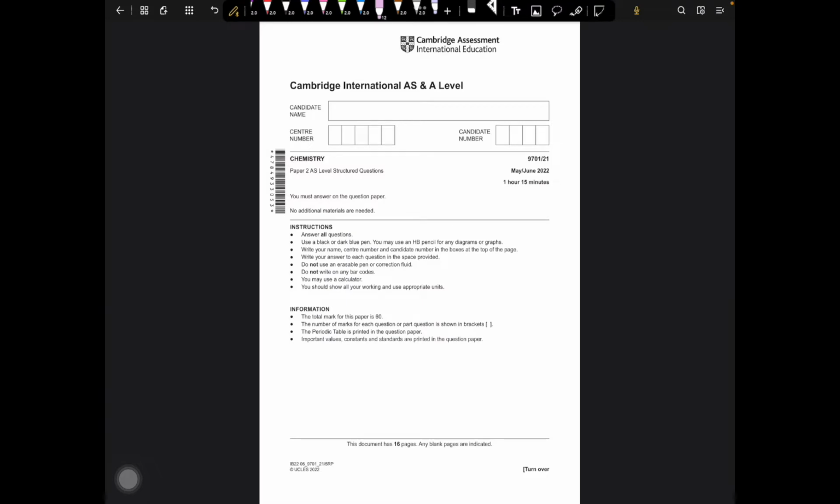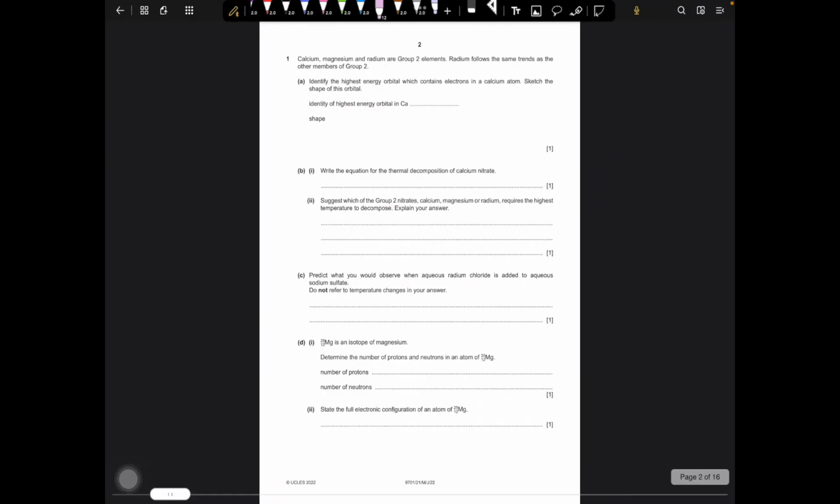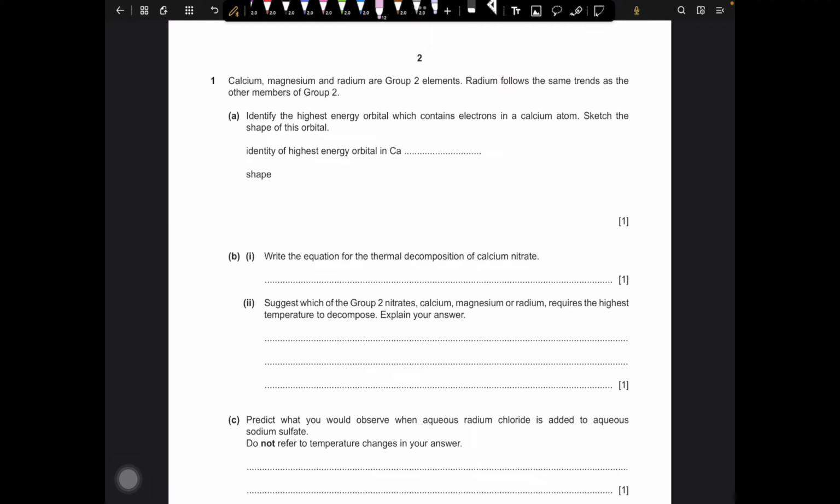So today we're going to do this May-June 2022 with variant 21. So this is question 1. In the first question we have calcium, magnesium, radium, which means that we are talking about group 2 elements. In the first question, you need to identify the highest energy orbital in a calcium atom.